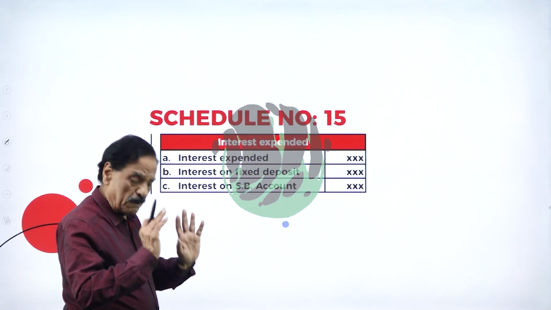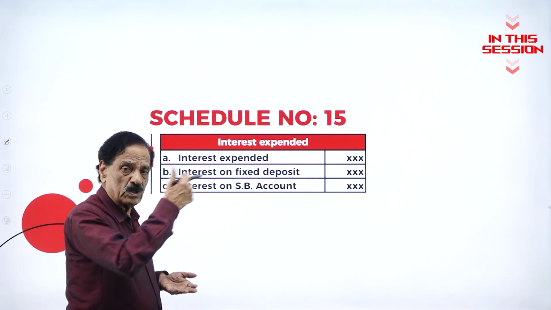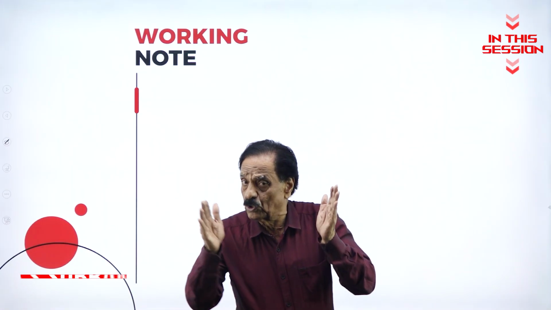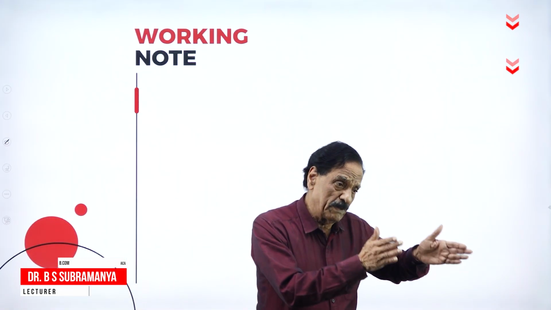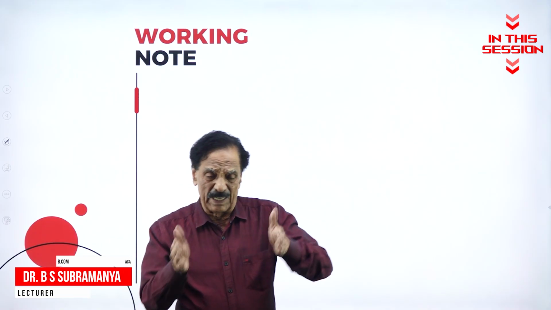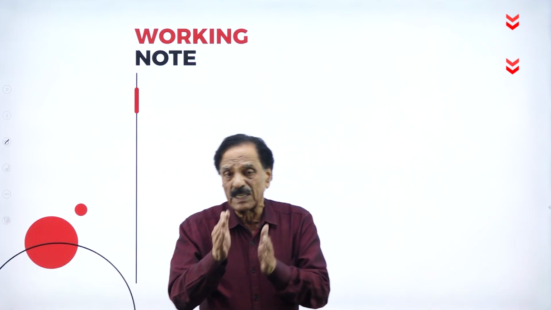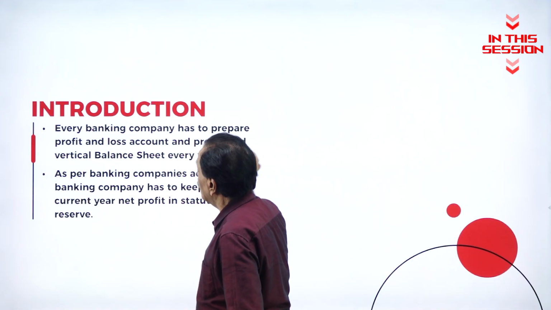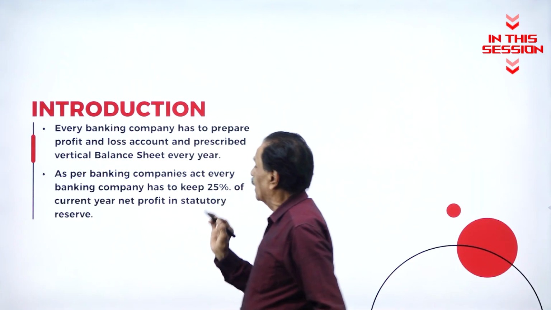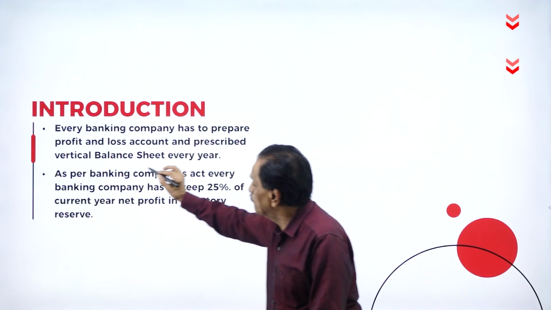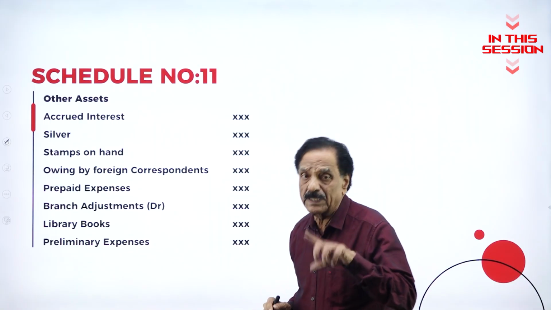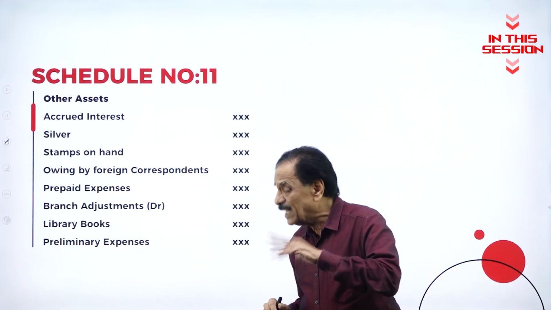Whatever interest the banking company pays to outsiders is called interest expended. A trial balance has two sides: the debit side, which shows assets and expenses, and the credit side, which shows income and liabilities. Every banking company has to prepare a profit and loss account and a prescribed vertical balance sheet every year. In branch adjustment, the debit is other assets and the credit is other liabilities.